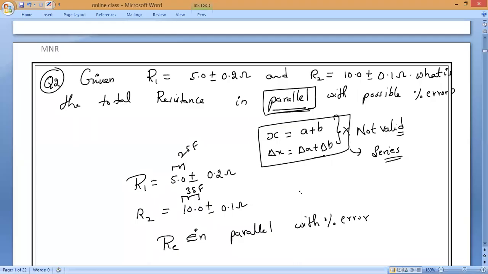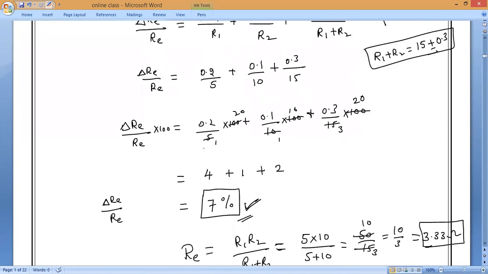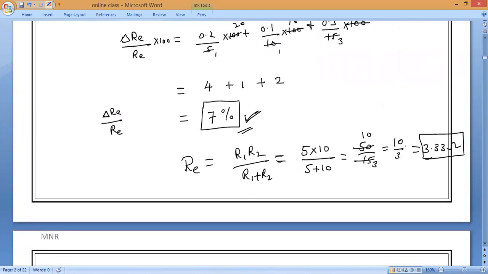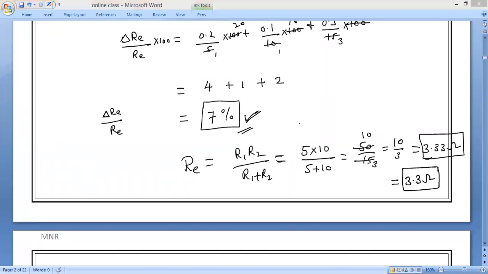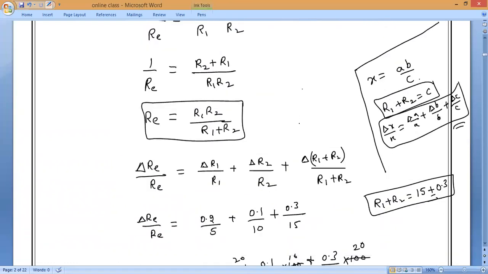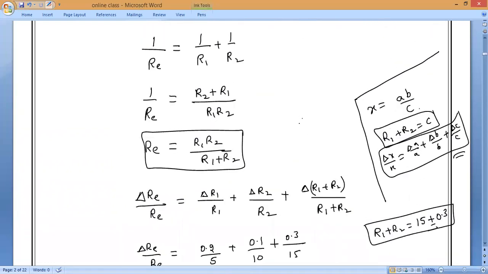So 5.0 has 2 significant figures. 10.0, how many significant figures? 3. Then the minimum number of significant figures is 2. So if it is 2 figures, we have to round off. What is the answer? 3.3. If the screen is not visible, you should ask me at the beginning itself, correct? So kindly do it fast.